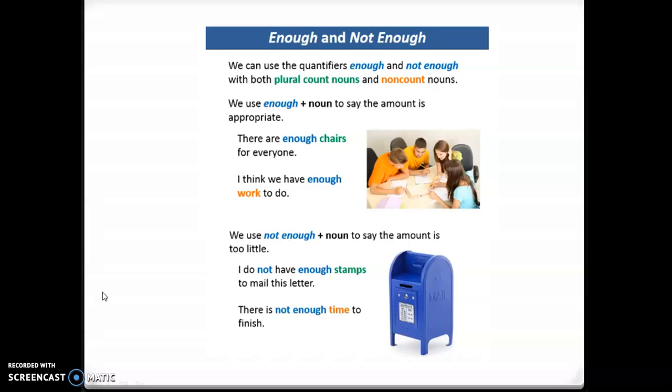Take a look at the below. We use not enough and a noun to say the amount is too little. I do not have enough stamps to mail this letter. There is not enough time to finish.